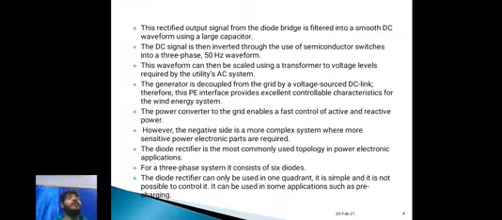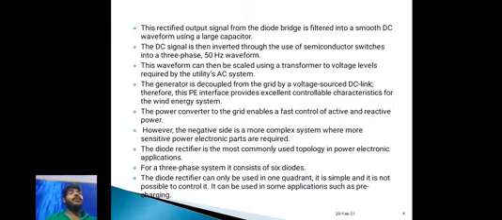Active power means the product of voltage, current, and the cosine of the angle between voltage and current. Reactive power means the product of voltage and current and the sine of the angle between them. The negative side is that the system is more complex, as more power electronics parts are required.